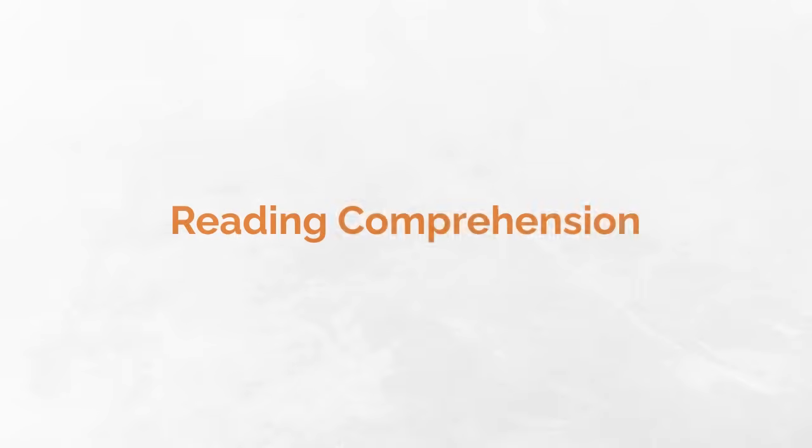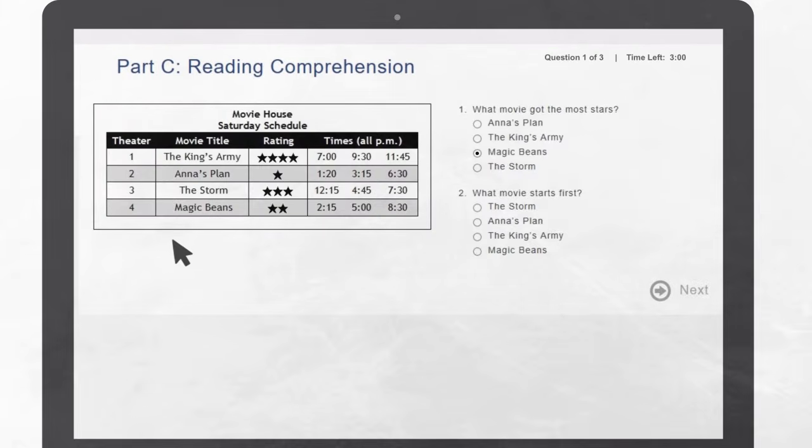Reading comprehension. In Part C, you will see passages on the screen about workplace situations and receive comprehension questions. There are 3 passages in this section, and each passage is followed by 2 comprehension questions. You will have 3 minutes to read each passage and answer the 2 follow-up questions.